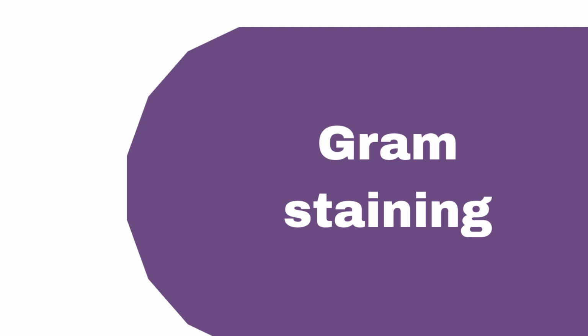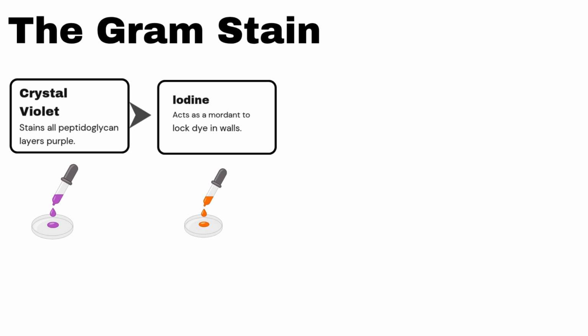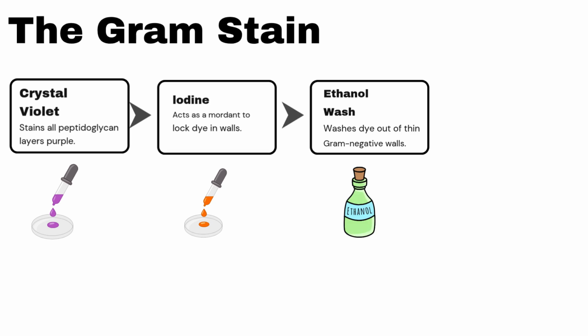So how do we actually tell these 2 fortresses apart in the lab? We use the iconic Gram stain. First, we flood the slide with crystal violet, which soaks right into all the peptidoglycan, making everything purple. Step 2, we add iodine. This acts as a mordant, think of it like cement, locking the purple dye deep inside those thick, 60-layer gram-positive walls. Step 3 is the critical ethanol wash.